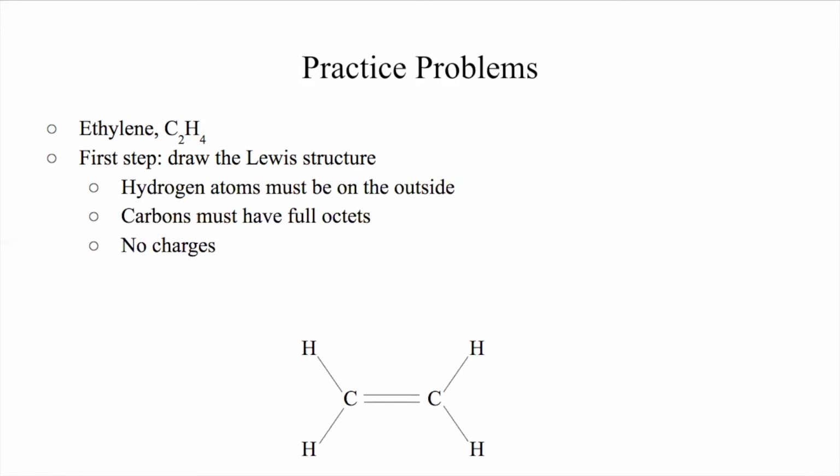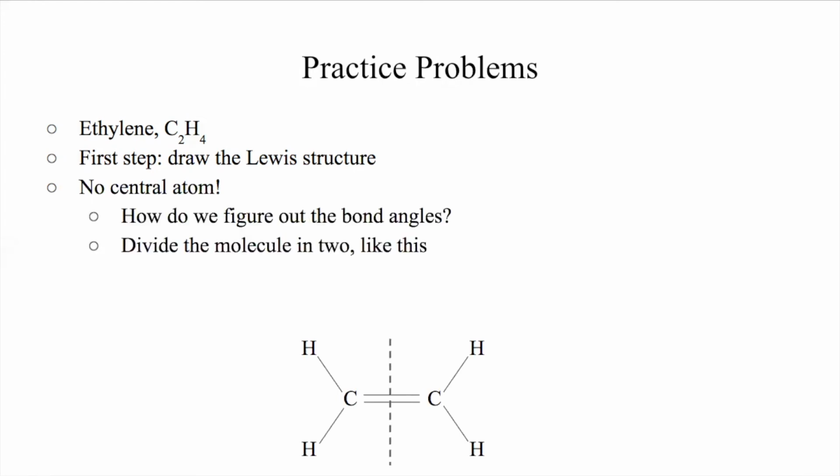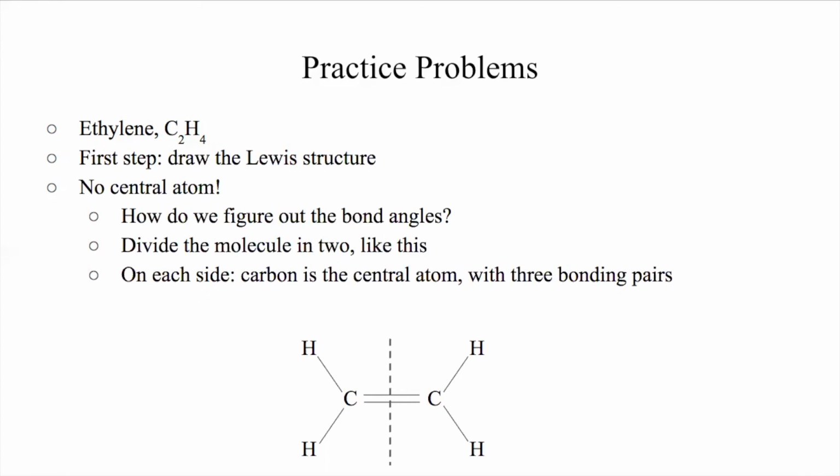Now, it might seem like there may be a problem. There's no one central atom. How are we supposed to figure out the bond angles? Fortunately, we can divide the molecule in 2, drawing a line down the center, like this. Now we can see that, on each side, carbon is a central atom, with 3 bonding groups branching off. There are no lone pairs. This means that the geometry is trigonal planar, which gives us bond angles of 120 degrees.